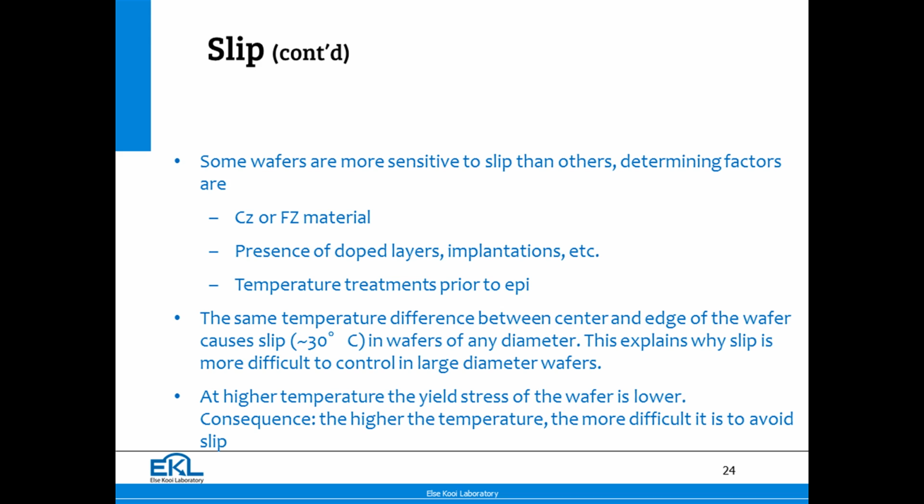Last but not least, at higher temperatures, the yield stress of the wafer is lower. The more you heat the wafer, the lower the yield stress is, the easier slip develops. So, as a consequence, the higher the temperature, the more difficult it is to avoid slip. And the present trend to process at lower temperature is very beneficial to avoiding slip lines.